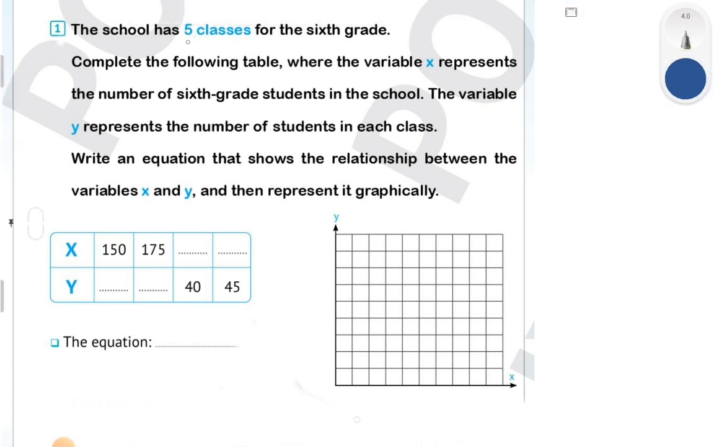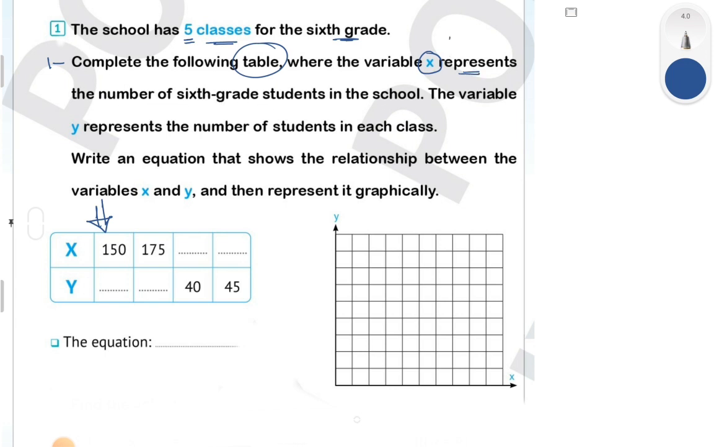The school has 5 classes. In our school we have 5 classes. Okay, for 6th grade. Complete the following table. The first question will be to complete this table, where x represents the number of 6th grade students in the school.